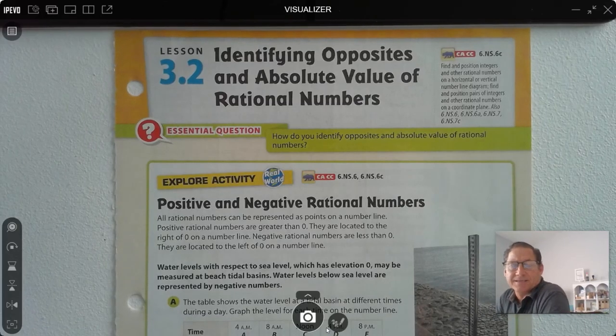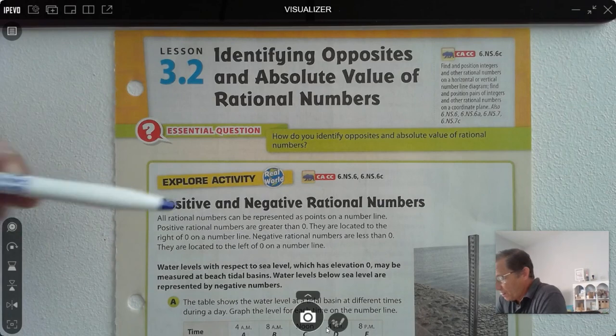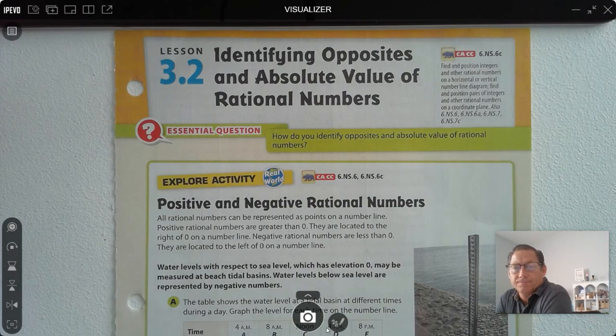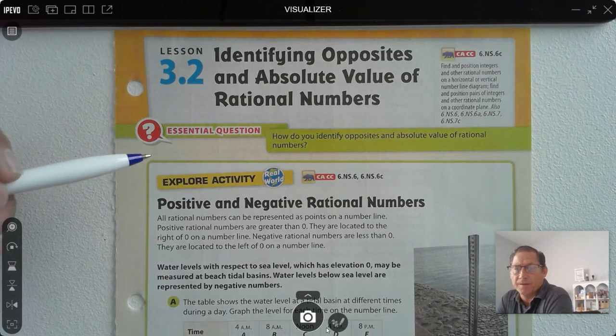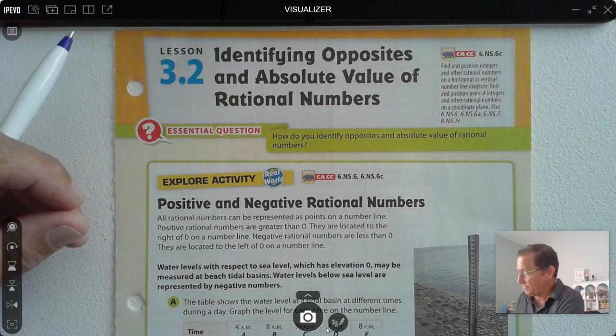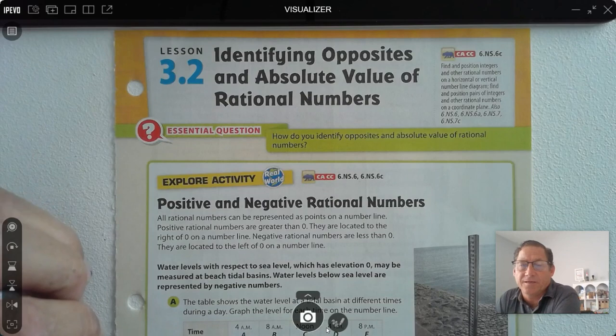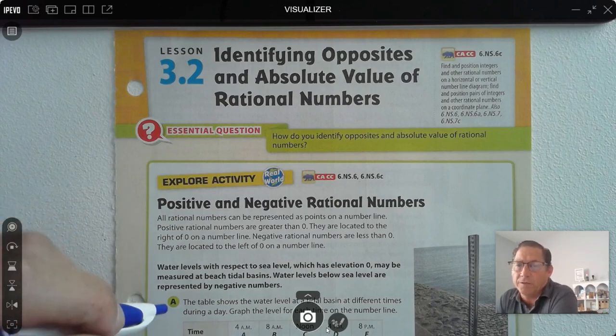Hello. In today's lesson, lesson 3.2, we're going to be talking about identifying opposites and the absolute value of rational numbers. So, how do we identify opposites and absolute value of rational numbers? Remember that all rational numbers can be represented as points on a number line. Positive rational numbers are greater than 0, and they are located to the right of 0. Negative rational numbers are less than 0, and they're located to the left of 0 on a number line. Also remember from our last lesson that rational numbers include all integers and all whole numbers.